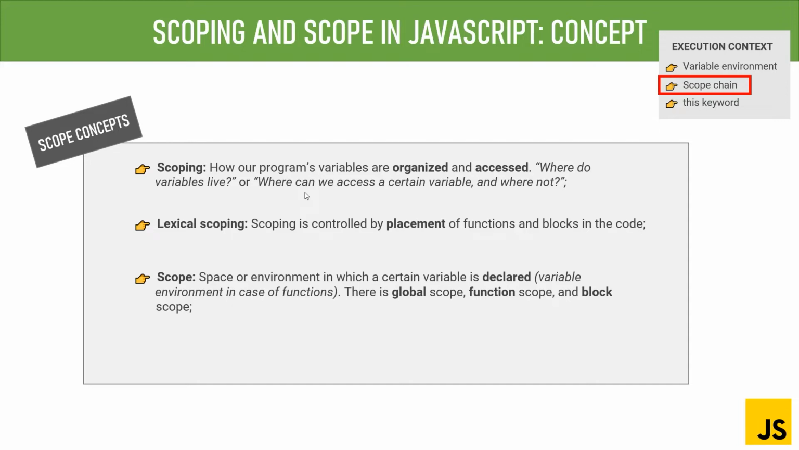Now, in JavaScript, we have the global scope, function scope, and block scope. And we will talk about this in a second. But first, let's also define what the scope of a variable is. So the scope of a variable is basically the entire region of our code where a certain variable can be accessed.